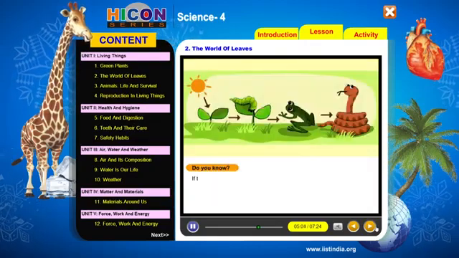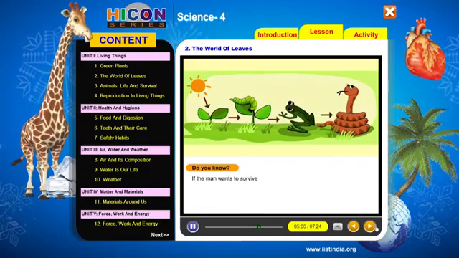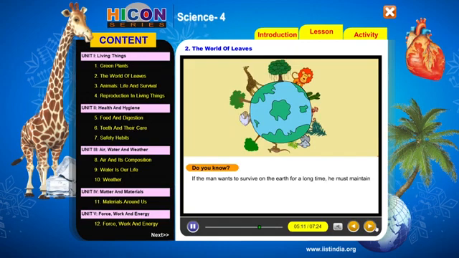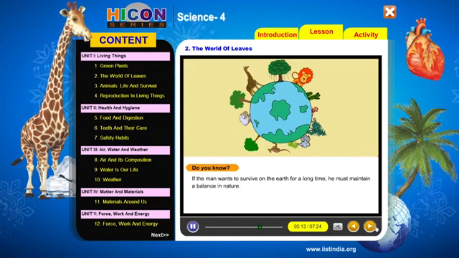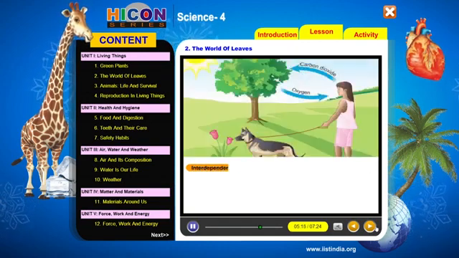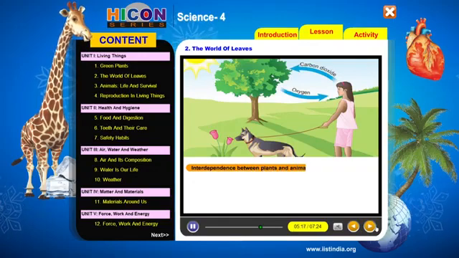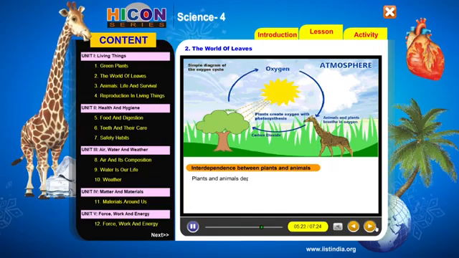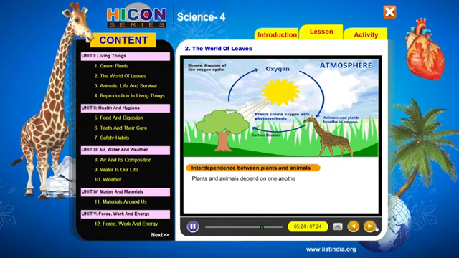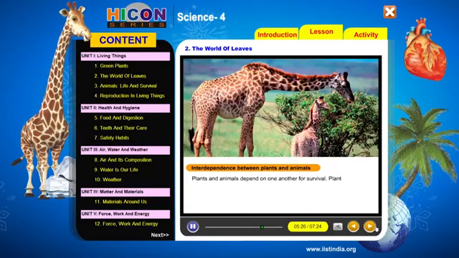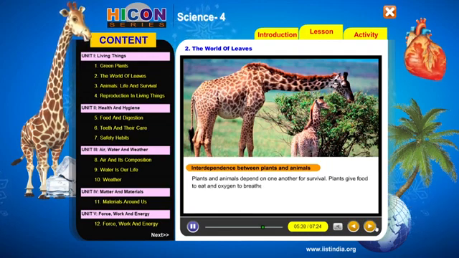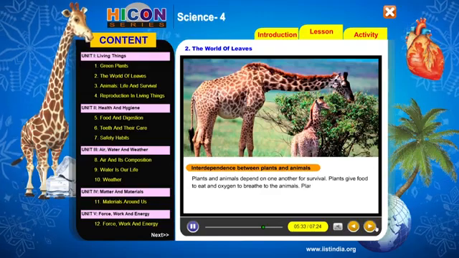Do you know, if man wants to survive on the earth for a long time, he must maintain a balance in nature. Interdependence between plants and animals. Plants and animals depend on one another for survival. Plants give food to eat and oxygen to breathe to the animals.